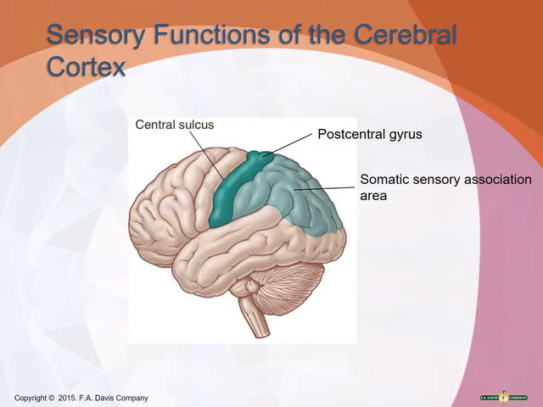The right postcentral gyrus receives signals from the left side of the body, and the left gyrus receives signals from the right side. The somatic sensory association area allows us to pinpoint the location of pain, identify a texture, and be aware of how our limbs are positioned.